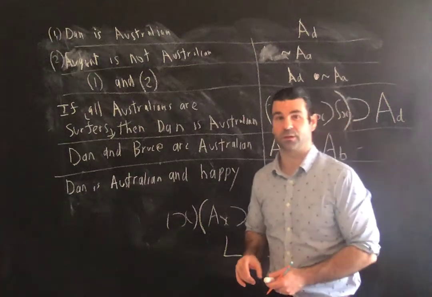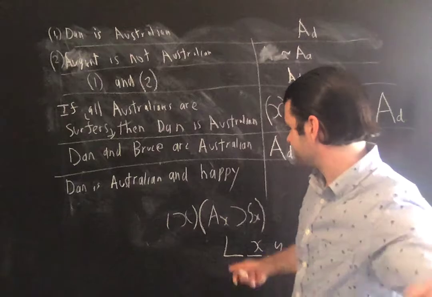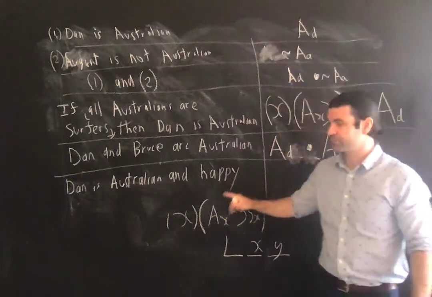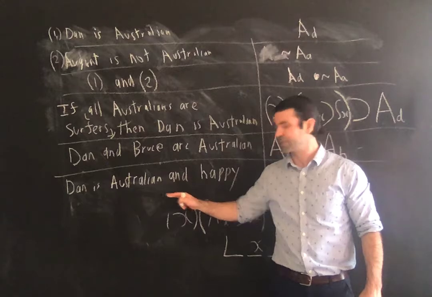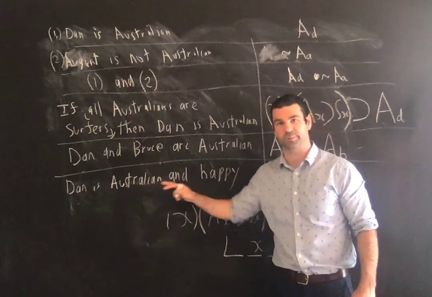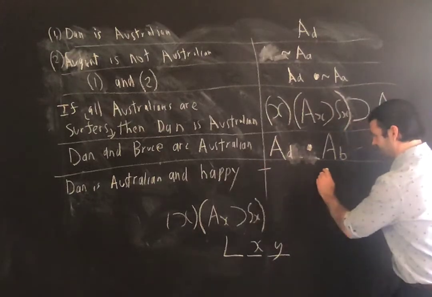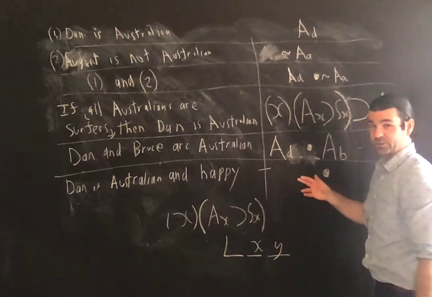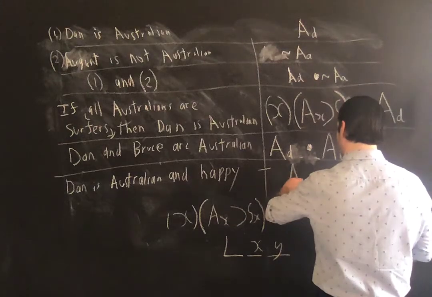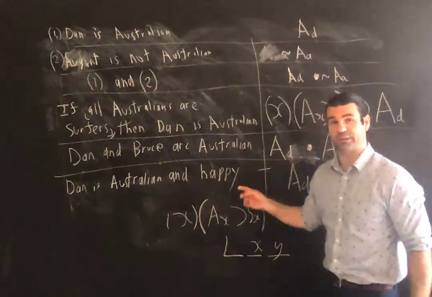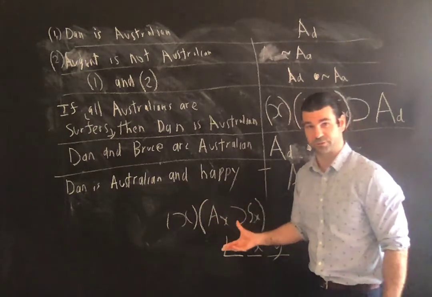Unit 10, Part 6. Dan is Australian and Dan is happy. Dan is Australian and happy is to be paraphrased as Dan is Australian and Dan is happy. So it gives us the major operator again. It's going to be the dot. What goes on the left, the complete part, Dan is Australian, AD. Dan is happy, let HX equal X is happy. That's the propositional function.